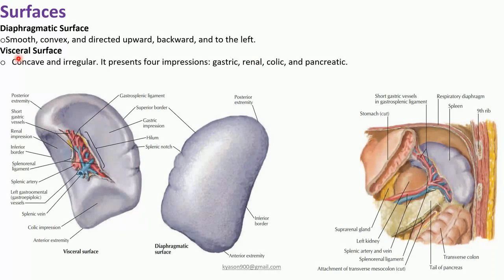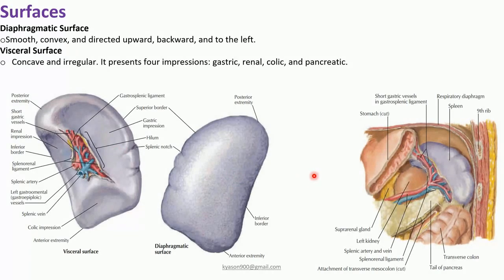Then this other external area, this is the diaphragmatic surface. It's called so because it's going to be in close contact with the diaphragm separating it from the ribs, okay? One thing that I had not mentioned, we also have borders, okay? I already talked about the ends, okay? I've talked about the surfaces, but also we have borders.